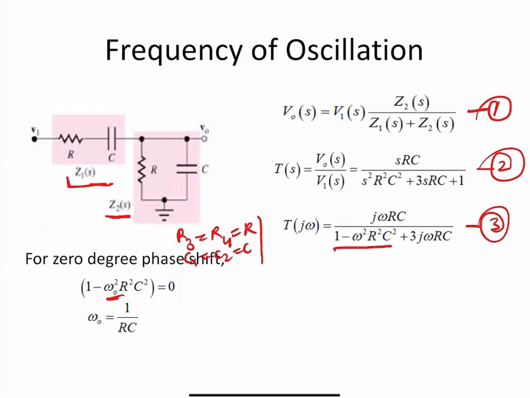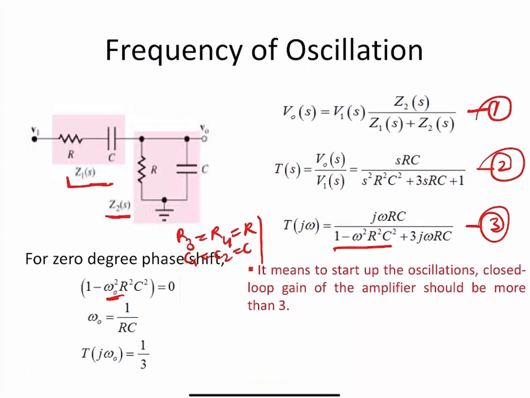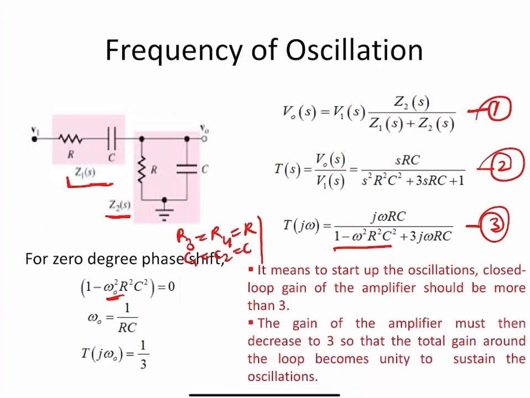Now find the gain at this frequency. Whenever you put omega naught equal to 1 by RC in equation 3, you will get gain equal to 1 by 3. It means to start up the oscillation, closed loop gain of the amplifier should be more than 3. And to sustain the oscillation, the gain of the amplifier must decrease to 3, so that the total gain around the loop becomes unity. This is one of the conditions to get the sustained oscillation.